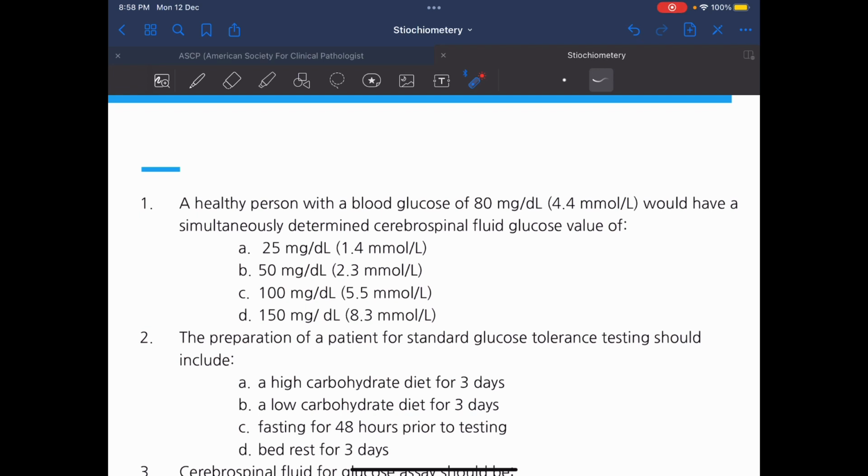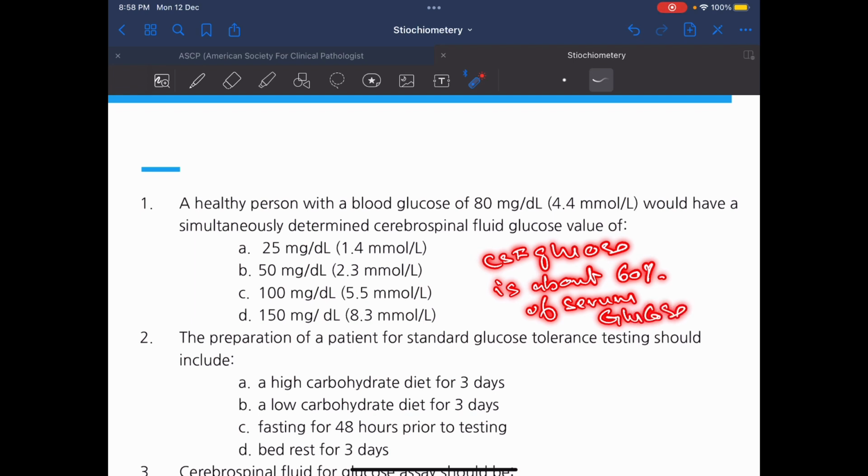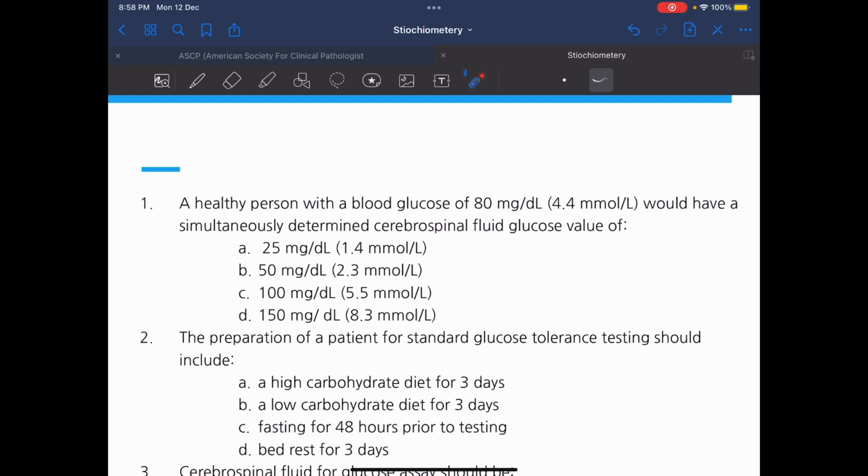So we know that CSF glucose is about 60% of serum glucose. This means we'll multiply 80 by 60%, which is approximately 48 milligram per deciliter. So the correct answer will be B.